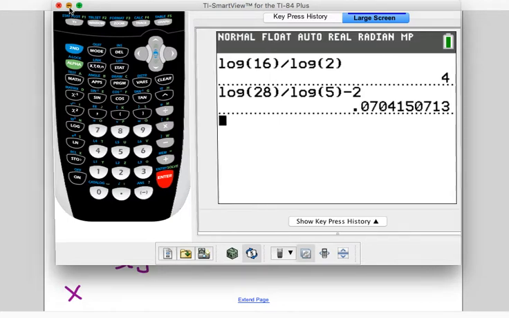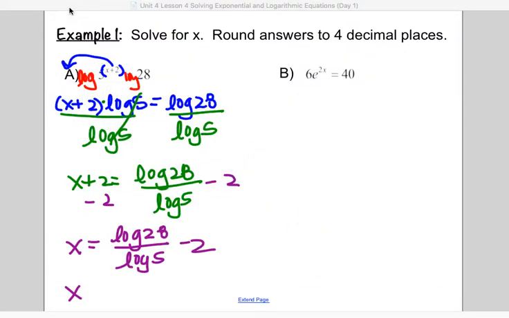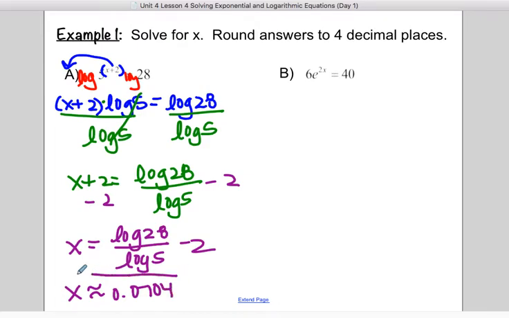And I'm just going to write x is approximately, because we are rounding, so we write approximately, 0.0704. Okay, there is A. I go ahead and I look at B.